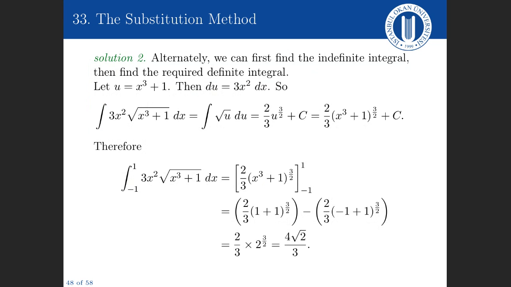Now I'm going to solve this problem using a different method. What I'm going to do is I'm going to do 2 steps. First, I'm going to find the indefinite integral. I'm going to use that to find an antiderivative of the integrand. And then in step 2, I'm going to calculate the definite integral that we want. So first, the indefinite integral.